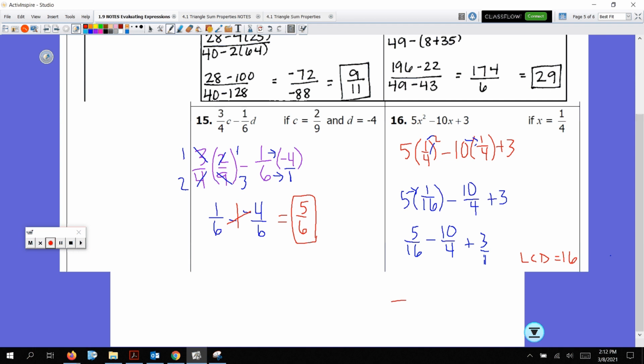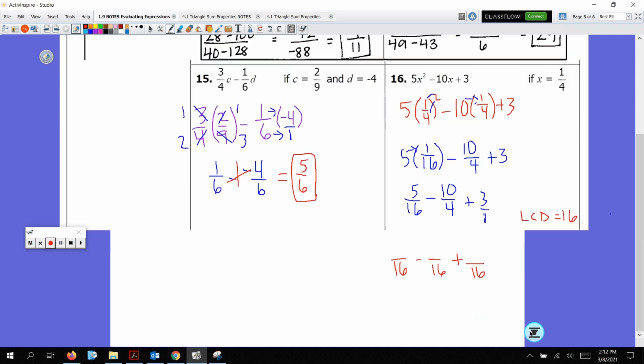Let's rewrite our fractions. Over 16, minus over 16, plus over 16, okay? So now we need to make our numerators, all right? Well, the first fraction already was over 16, so that doesn't change. Then the second one, we're like, what times 4 gives me 16? Or what is 16 divided by 4? It's 4. I multiplied by 4. Whatever I do to the bottom, I do to the top. So my numerator is going to be 40, because 4 times 10 is 40.